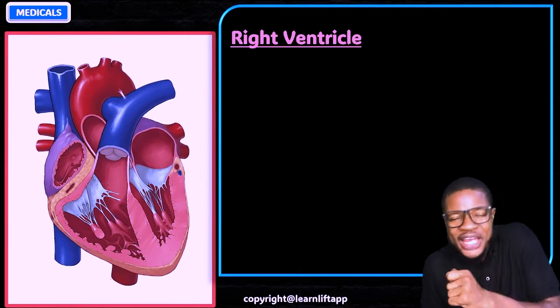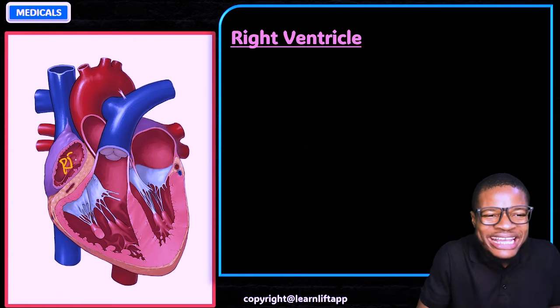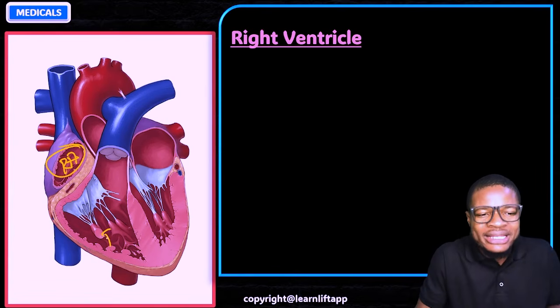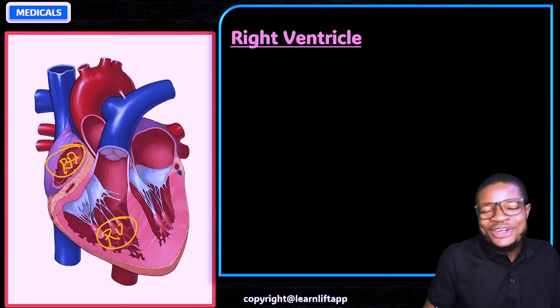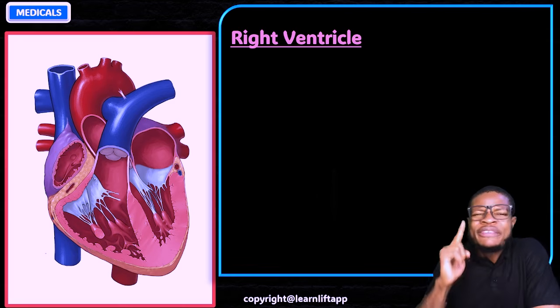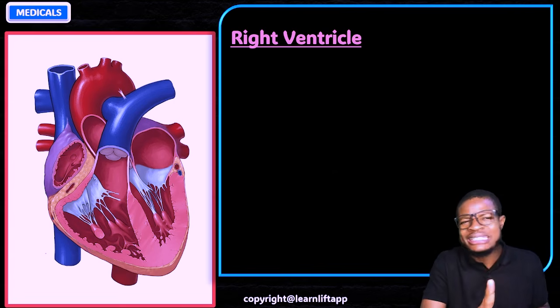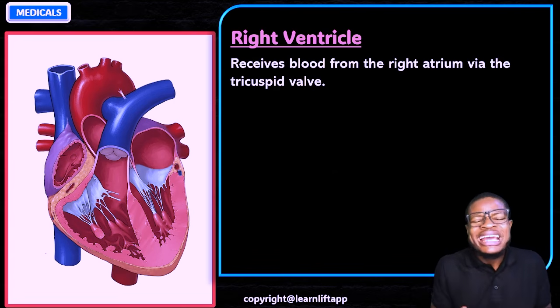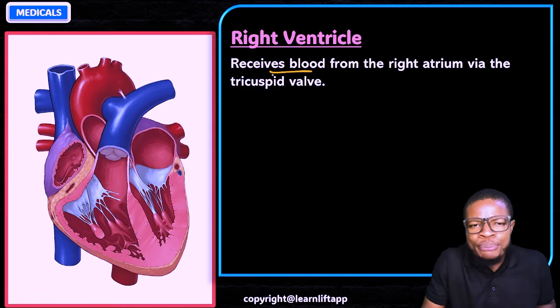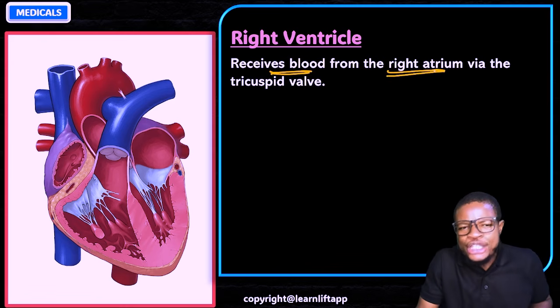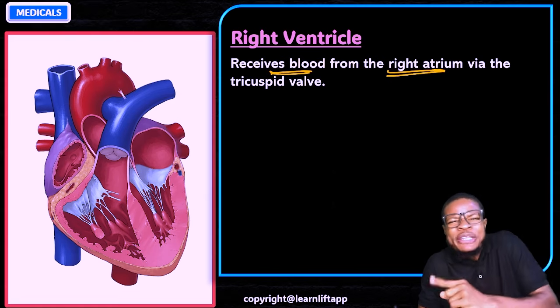The right ventricle. So here is the right atrium and here's the where? The right ventricle. Are you ready? Well, let's rock it together. So what's the first thing that we should know about the right ventricle? The first thing you must hold tight about the right ventricle is this. The right ventricle receives blood from the right atrium via the tricuspid valve.